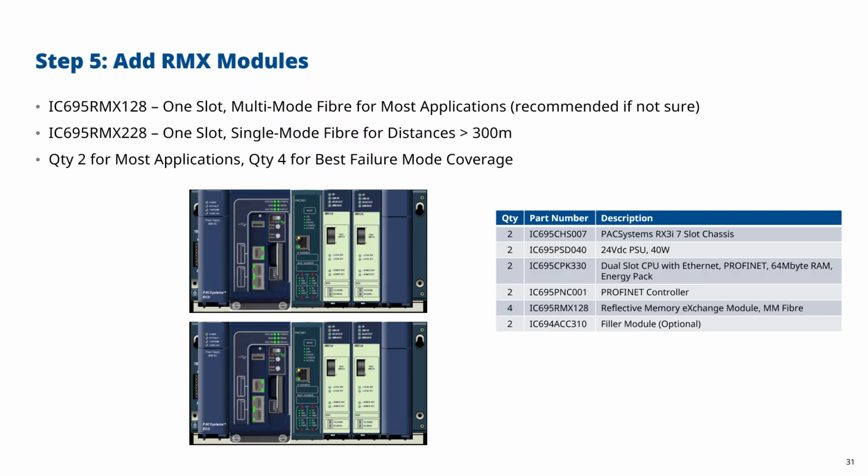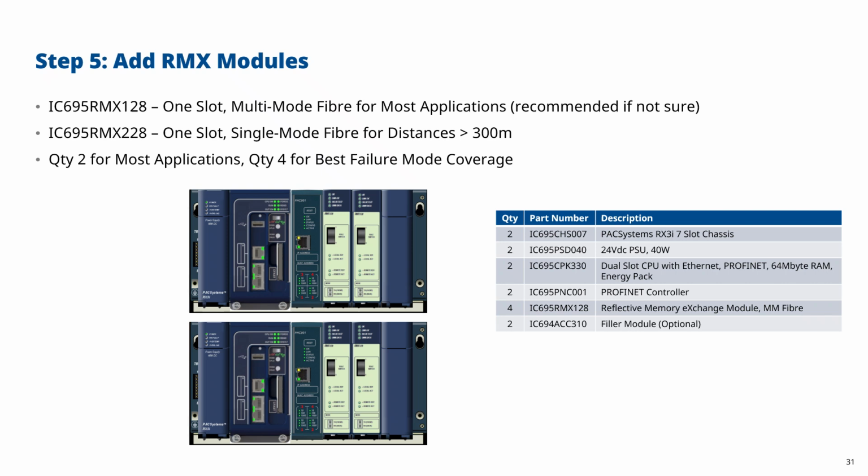So for a typical application, if it's a budget quote, I would quote 4. You've always got the option of going down to 2 later if you need it. And then in this instance, because we have a PROFINET controller, we've got the 2 RMX modules, that uses up 6 slots in the chassis. We've got an empty slot, so I would fill that with a filler module.